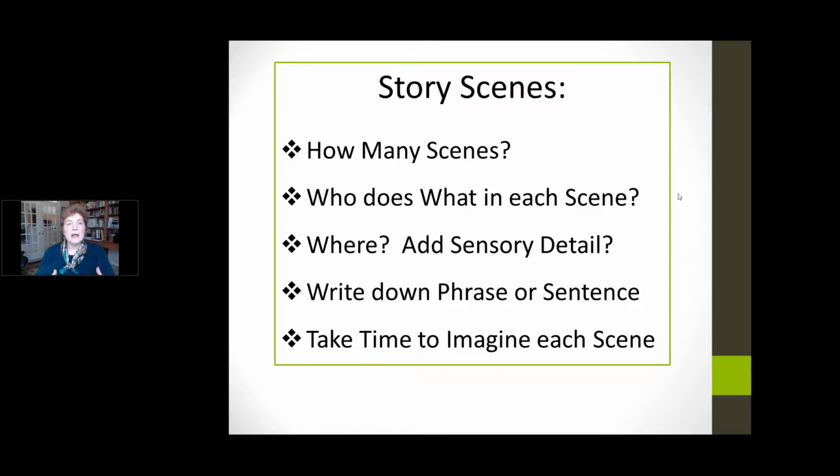So that brings us to whatever story you choose to tell. Think of it in terms of scenes. How many scenes are in that story? Who does what in each scene? Where does it take place? Is there sensory detail that you could add? And it's good to write down a phrase or a sentence that helps you remember what each story scene is. And then take time to sit with that and imagine it in your own mind.